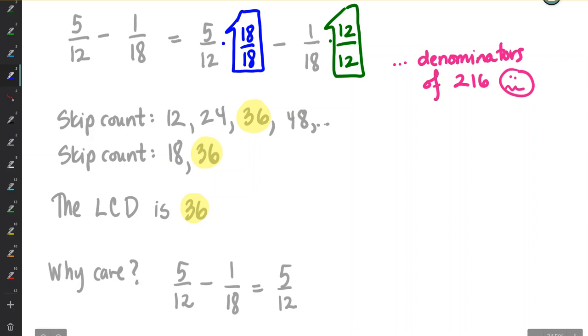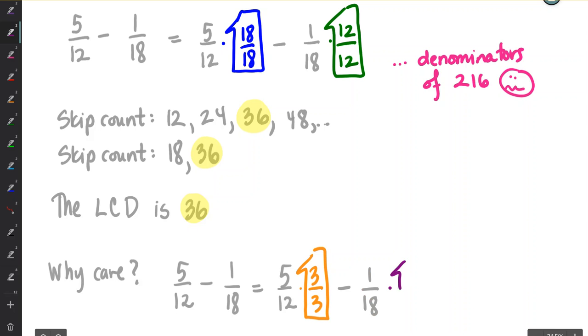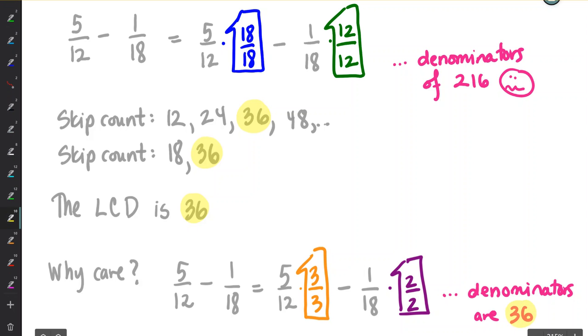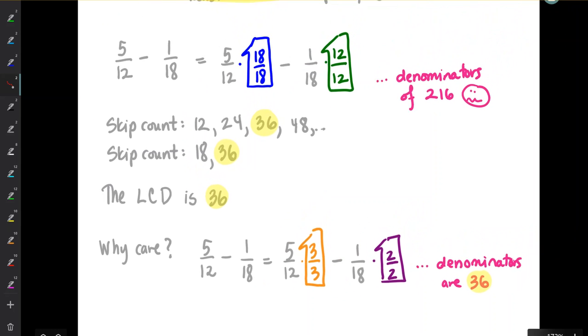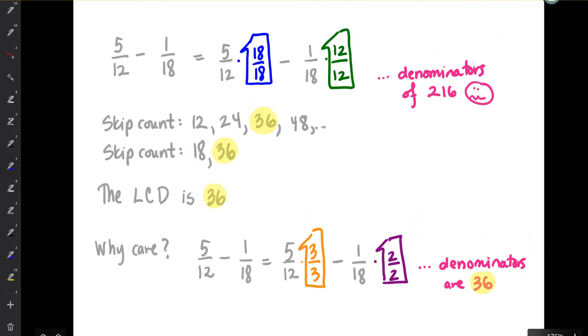So I would multiply 5/12 by 1 in the form of 3 over 3, and 1/18, multiply it by 1 in the form of 2 over 2, and now I've got the denominators are 36, that LCD, and this just makes my life easier. I'm not going to go ahead and do these problems, or really the same problem twice, but this is a vastly more efficient way to go ahead and do the problem.